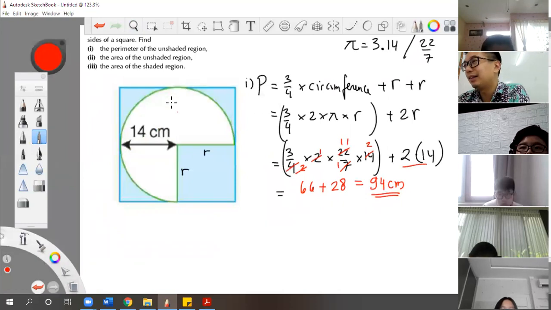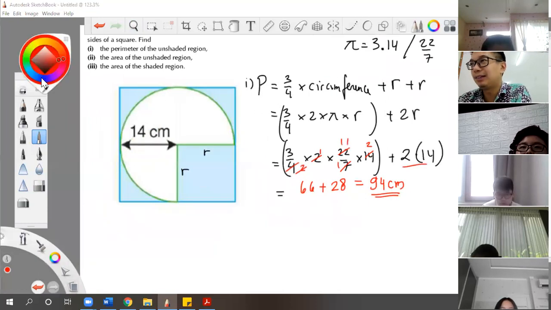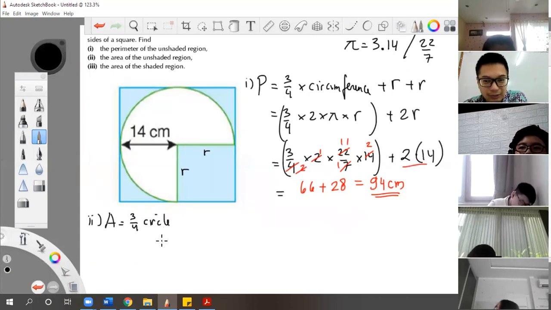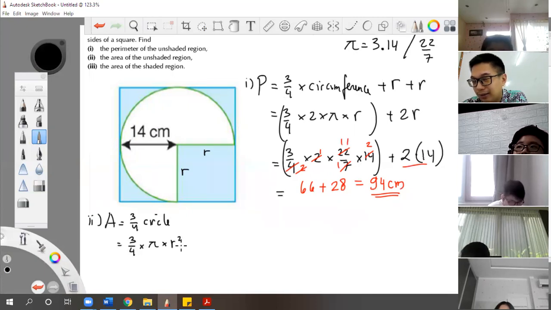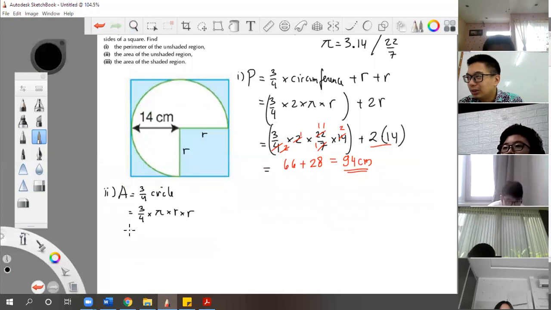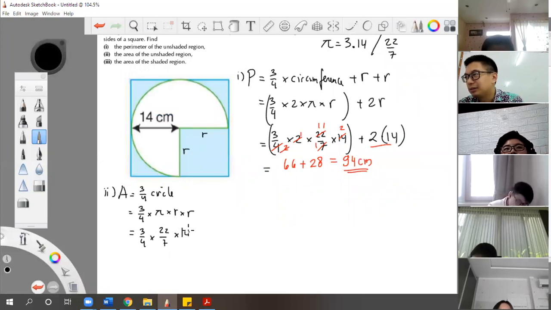Dan for part 1, only part 1, the area of unshaded region. Oke, unshaded region yang putih, yang unshaded. So part 2 is the area of 3/4 circle. Ya dong? Nggak ada lagi kan? So 3/4 times pi times r square, or r times r. I can just write this as simple as you wish, bebas. So 3/4 times, again, the pi is 22/7 times r, 14 times r 14.